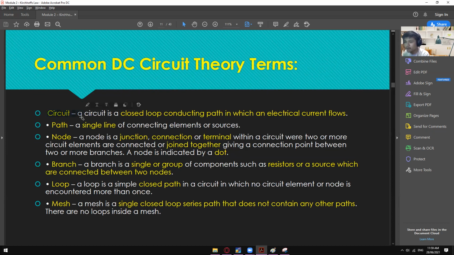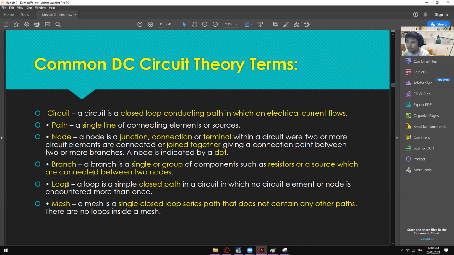So circuit, we have already discussed that one. Path, we're already done with this one. So it's just a line or a single line. Node, we are also done with this one. But for branch, a branch is a single or group of components such as resistors or a source which are connected between two nodes. So for you to be able to have a branch, it must have a component between the two nodes. Okay, so later on we'll have a diagram for this one.